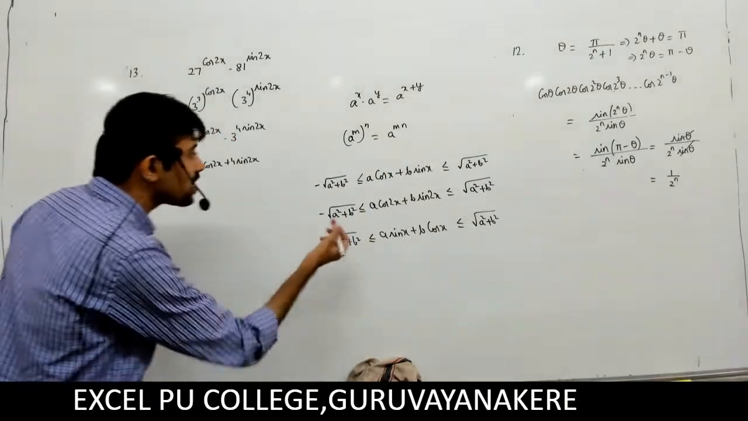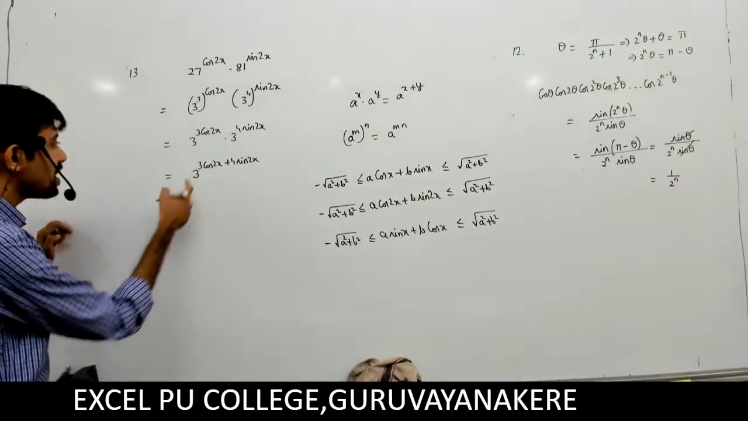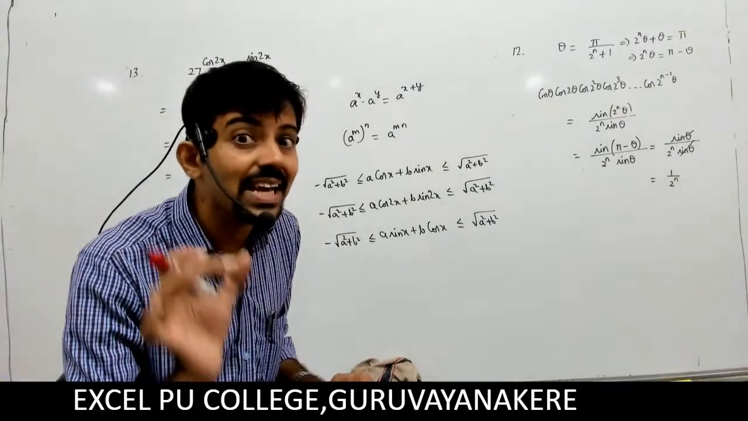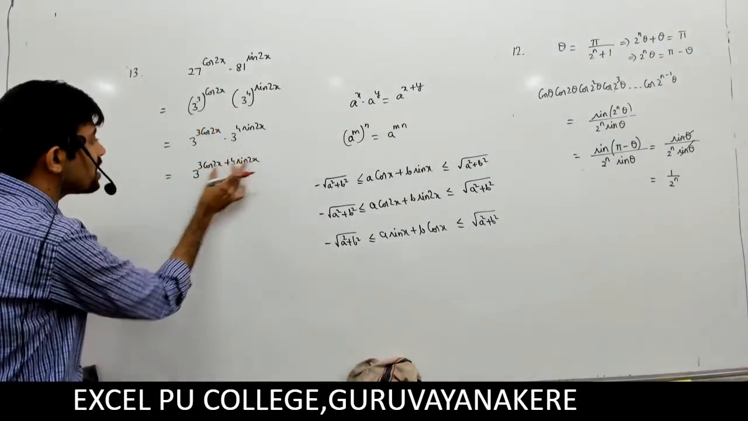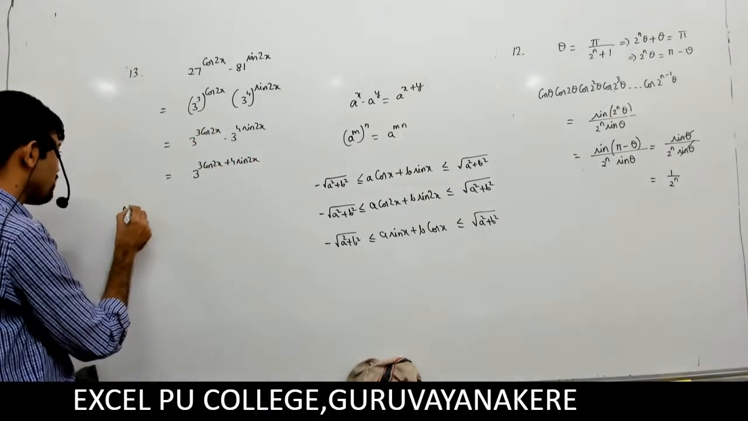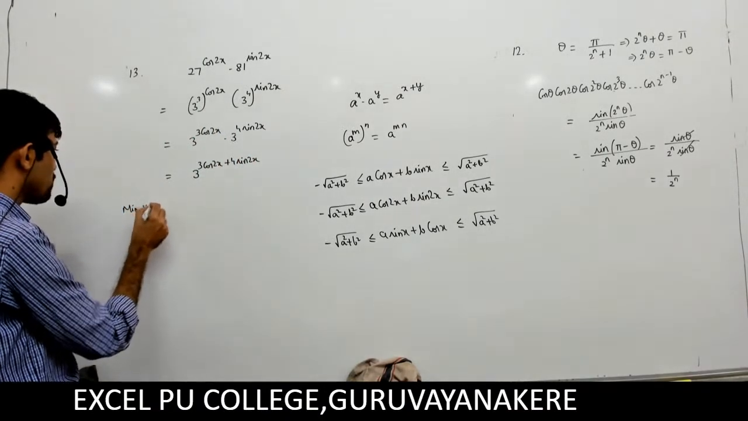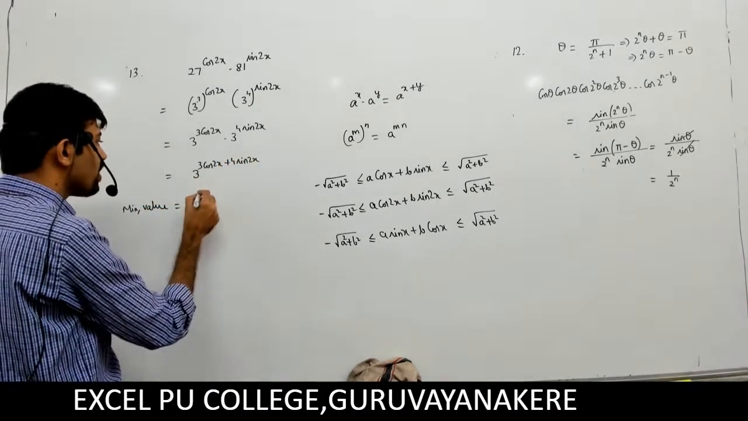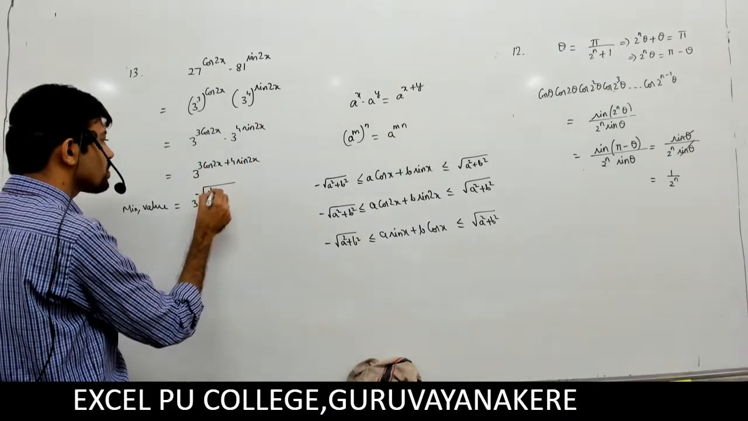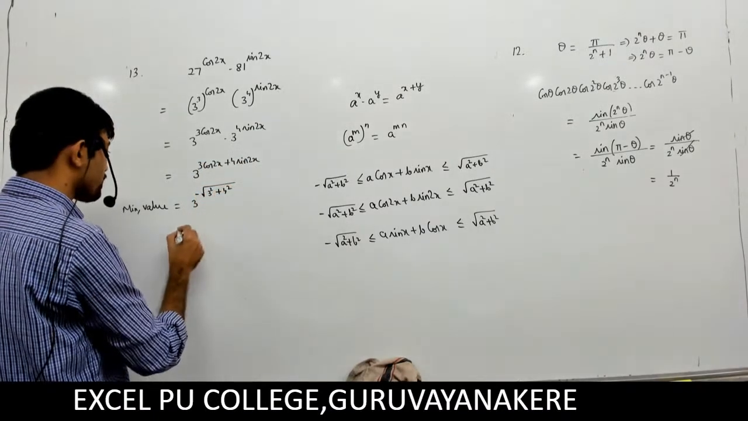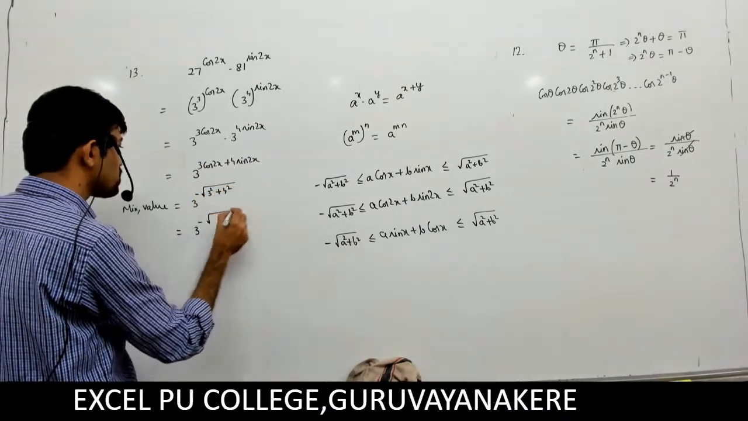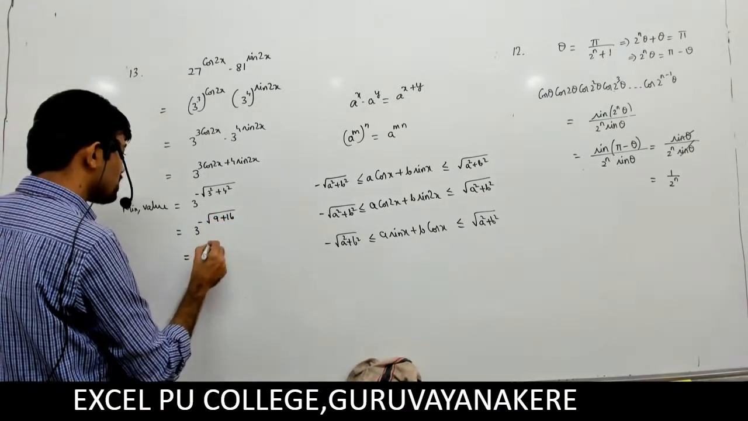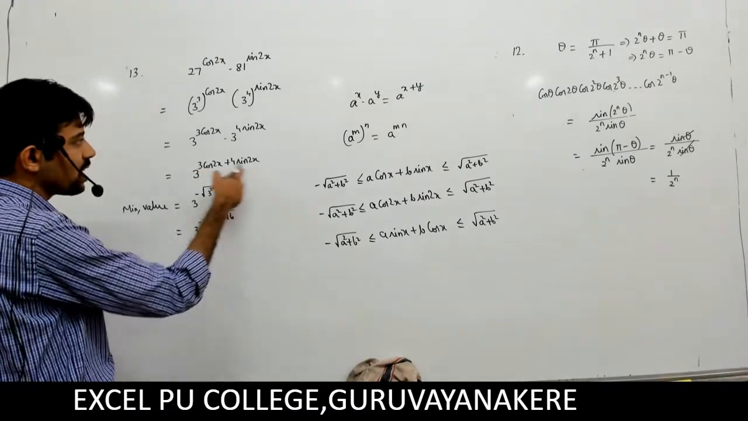Here we want to find the minimum value. Anyway, the base is constant and the power is variable, since x is present. Power is variable and the base is constant. So the minimum value is 3 to the power minus root of a square plus b square. 3 square is 9, 4 square is 16, so that is 3 to the power minus 5.